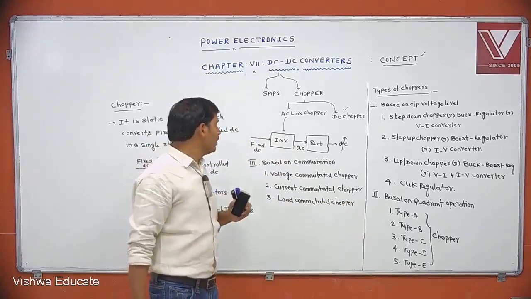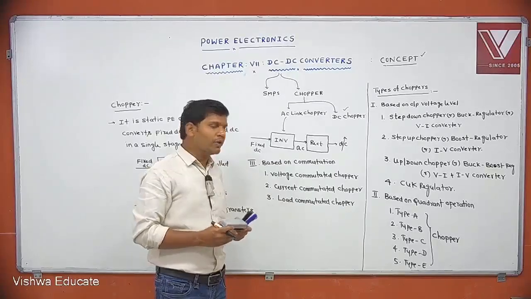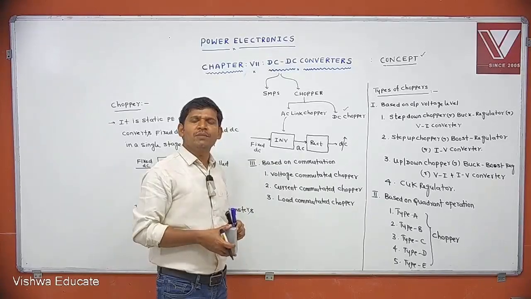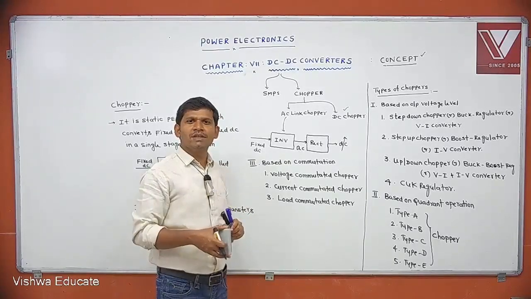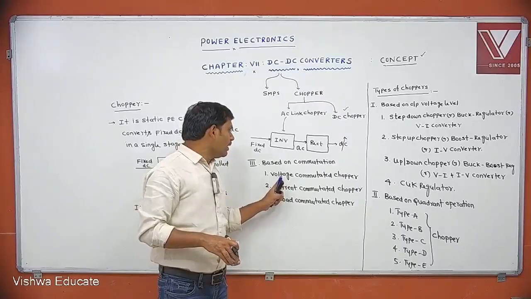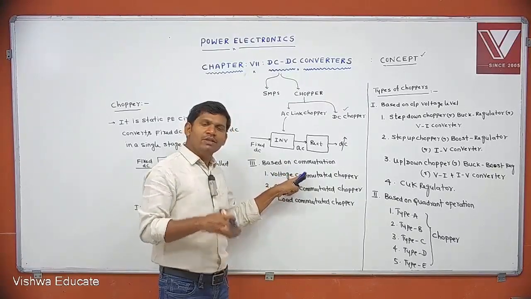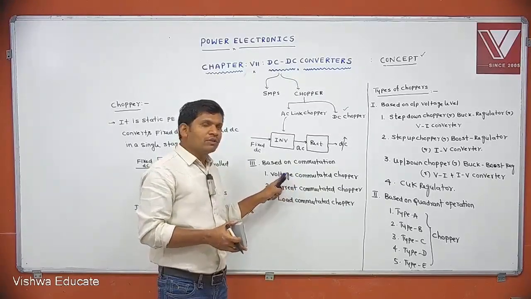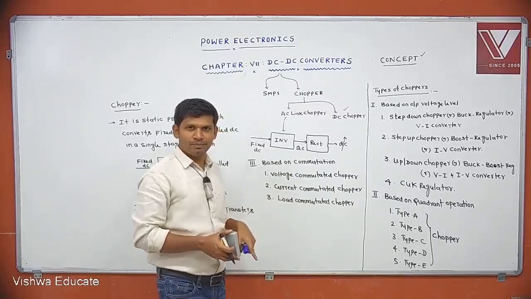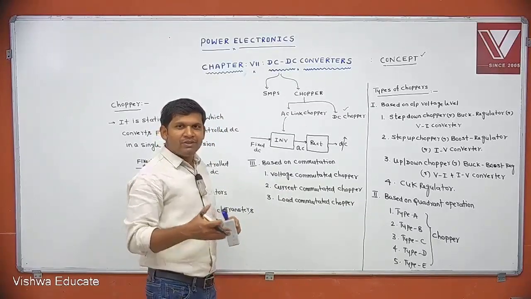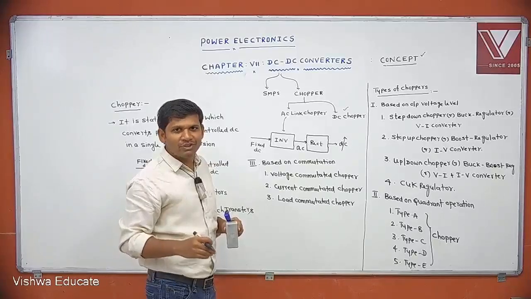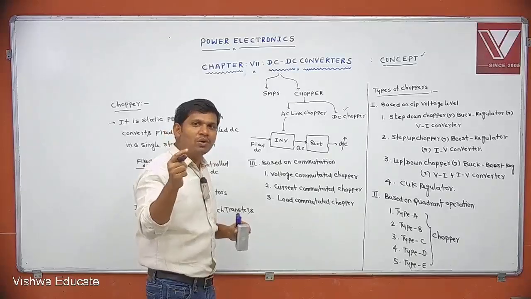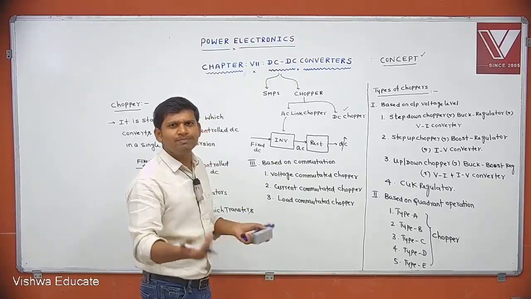I told already in the introduction of commutation, once we are talking about commutation, the circuit must have a semi-controlled device. One of the semi-controlled devices is a thyristor. That's why voltage commutated chopper means this chopper consists of thyristor as the switch. That's why this chopper is also called thyristor chopper. But if it is a BJT, MOSFET or IGBT, no need of any commutation.